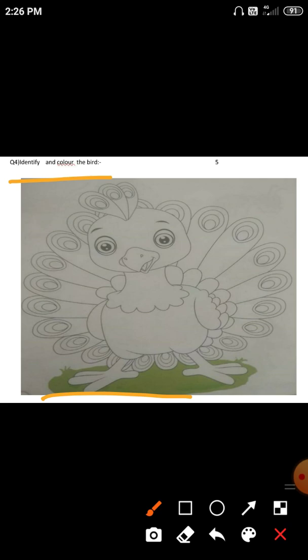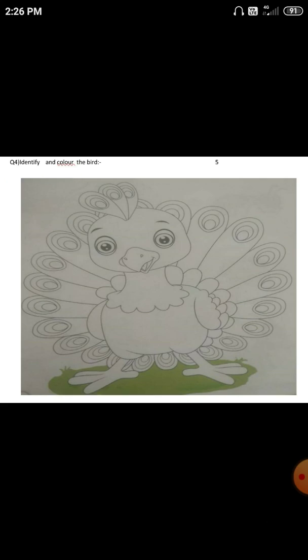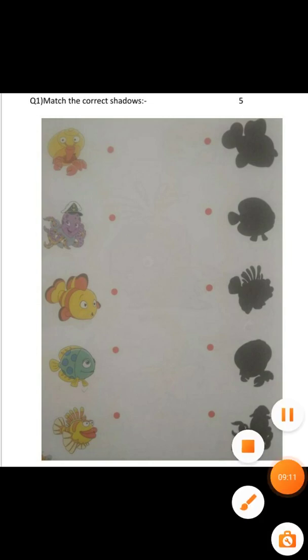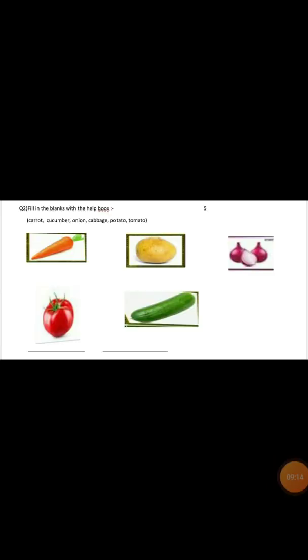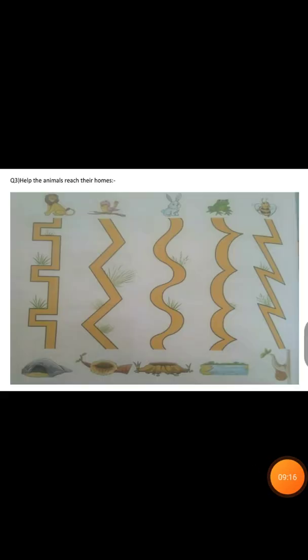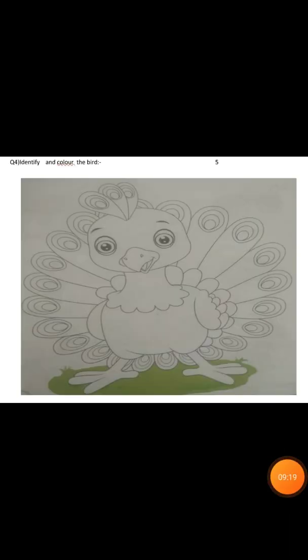So you have to complete the 4 questions. Today's homework is you have to write and read one time in your 4-line EVS notebook. Question number 1, question number 2, question number 3, question number 4. This is today's EVS homework. You have to write and read one time in your 4-line EVS notebook.